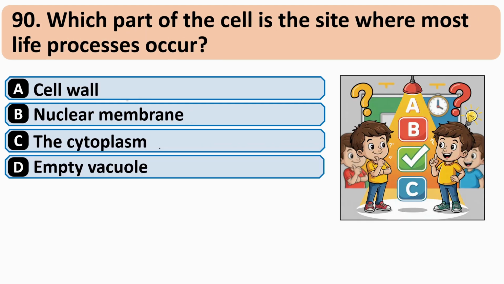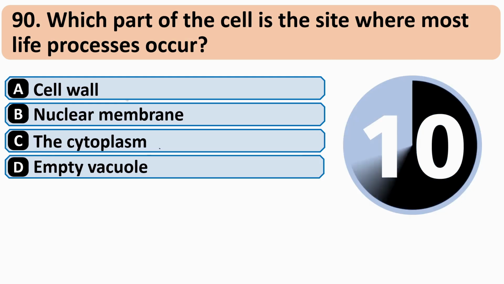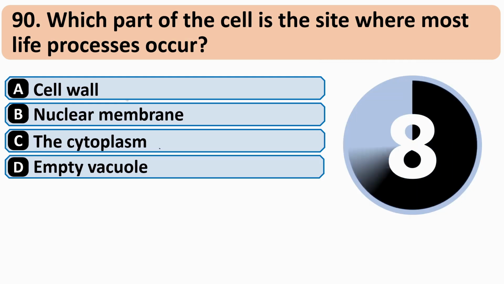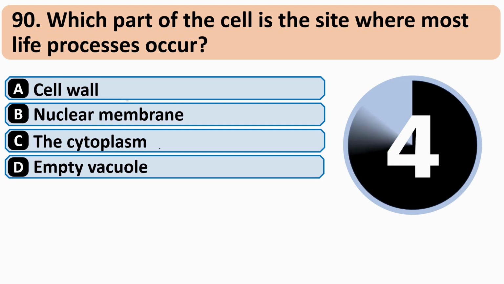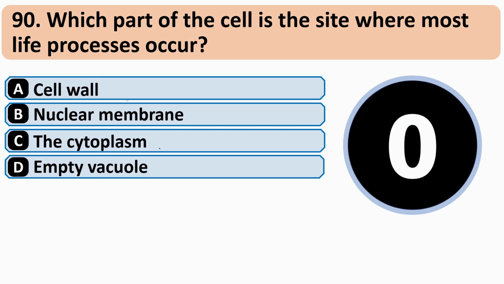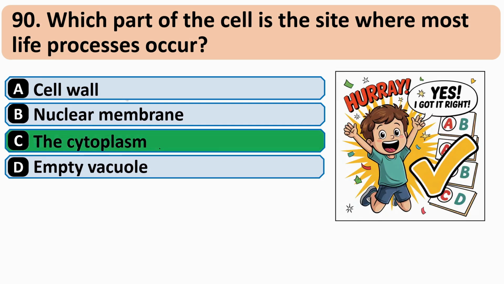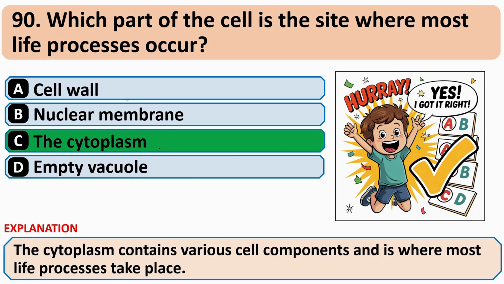Which part of the cell is the site where most life processes occur? And correct answer is C, the cytoplasm.